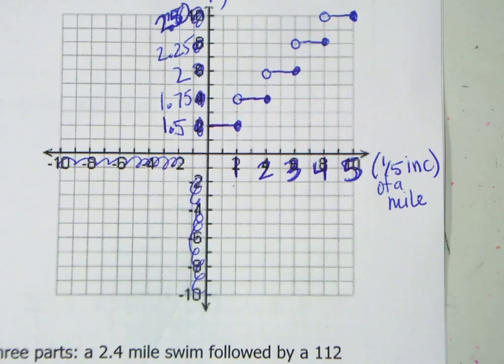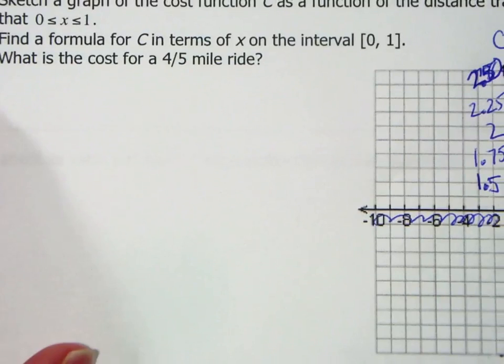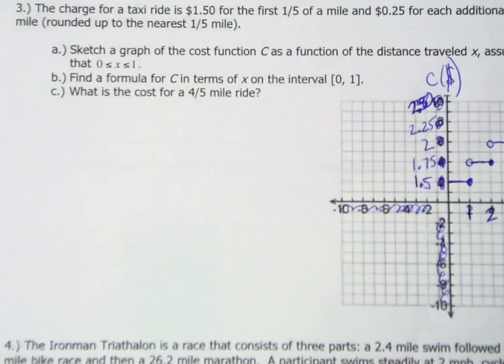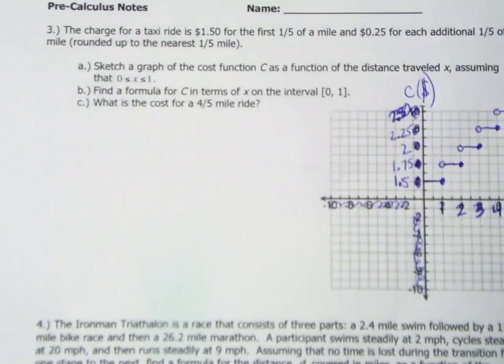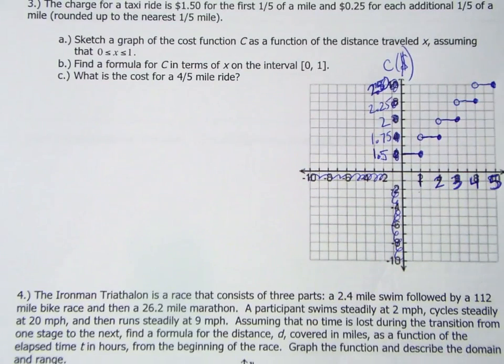This is a type of piecewise function that we call a step function because it looks like stair steps. Okay. Alrighty. So we have part A. Here's the hard part, part B: finding a formula to represent this, okay?